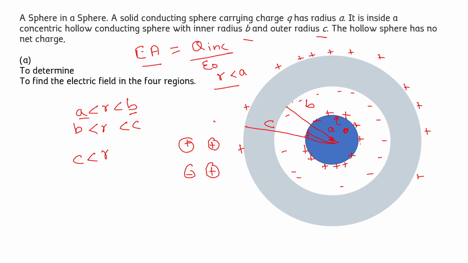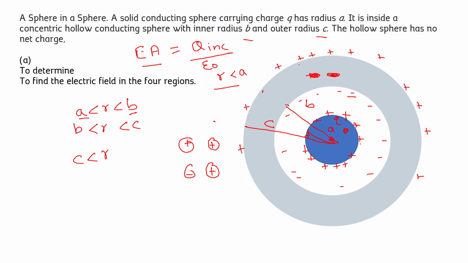Now, for the portion where R is less than C but greater than B, the charge enclosed for an imaginary Gaussian surface would be 0, because due to polarity there's negative charge here and positive charge here. So this charge gets cancelled out. So the enclosed charge at that time is 0 when we are between B and C. Now as we come out of C, due to polarity this charge is collected on the outer surface of the outer sphere.